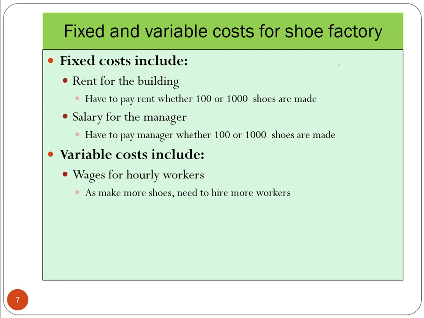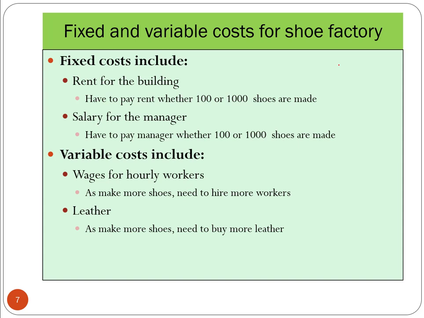So wages for hourly workers, as you make more shoes, you need to hire more workers. So if you've got a big order, say for 10,000 pairs of shoes, you have all your hourly workers working overtime. If you don't have many orders, then you don't bring many of your hourly workers in. So as you make more shoes, you need to hire more workers. So that would be a variable cost. It depends upon how many shoes you're making.